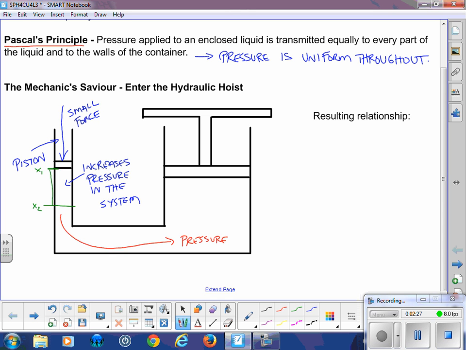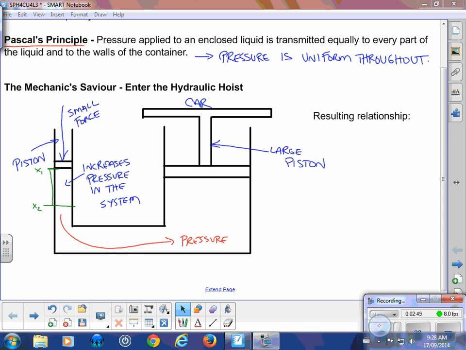And because of that increase in pressure, because this large piston over here is allowed to move, we also have a large piston over here. This is where the car is sitting. Your car is sitting on this part of the hydraulic jack. So that large piston will raise the car. That increased pressure is pushing up on that large piston.